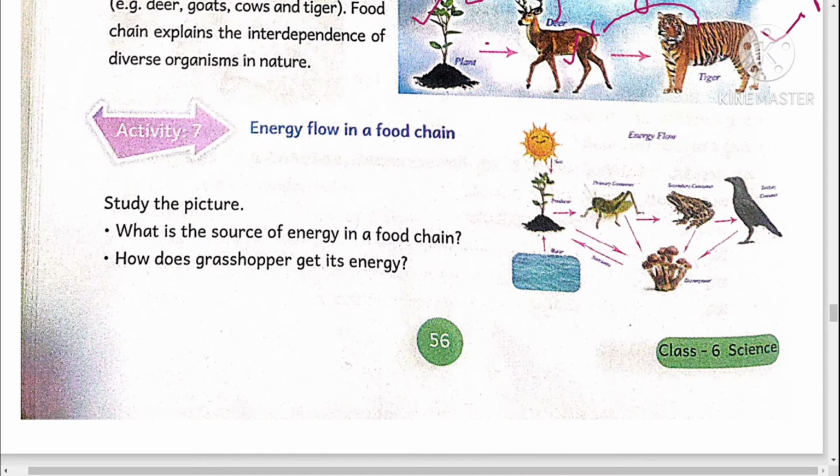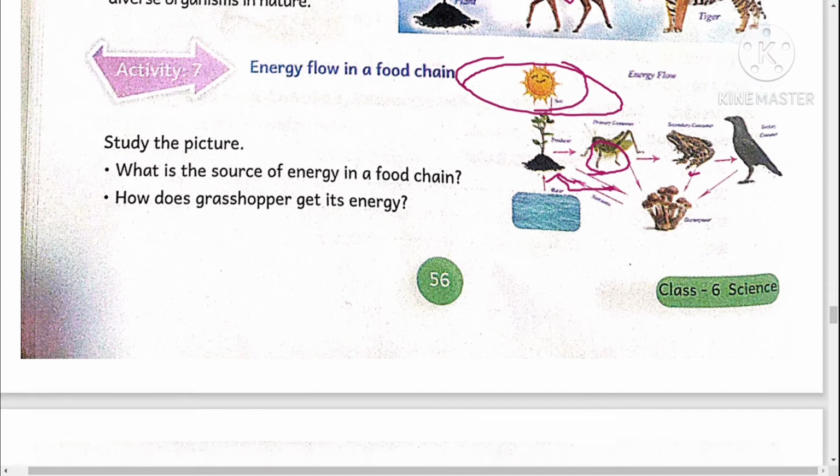So how does energy flow in a food chain? Study the picture. What is the source of the energy in a food chain? Sunlight is the ultimate source for any food chain. How does the grasshopper get its energy? In a food chain, the grasshopper is a primary consumer. It depends on grass for its food. The grasshopper gets its energy from eating grass.